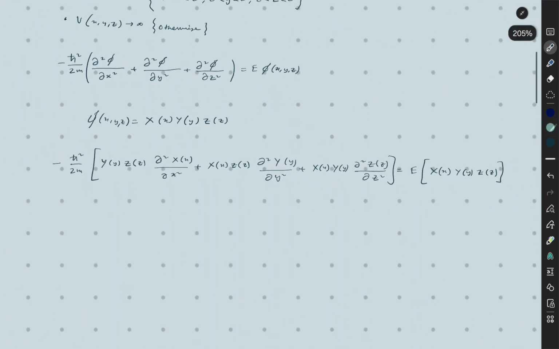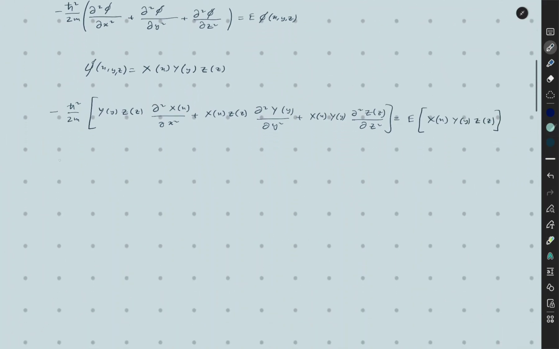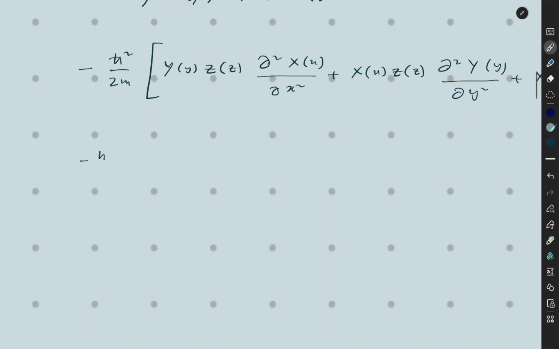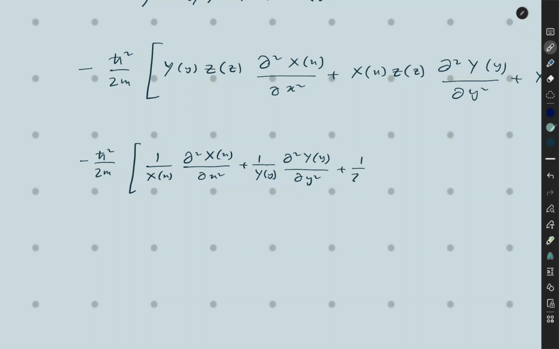So now if we divide this left part by right part, then we get minus h cut square by 2m into 1 by X of x del 2 X of x del x2 plus 1 by Y of y del 2 Y of y del y2 plus 1 by Z of z del 2 Z of z del z2, and then in the right side we get only E after dividing.